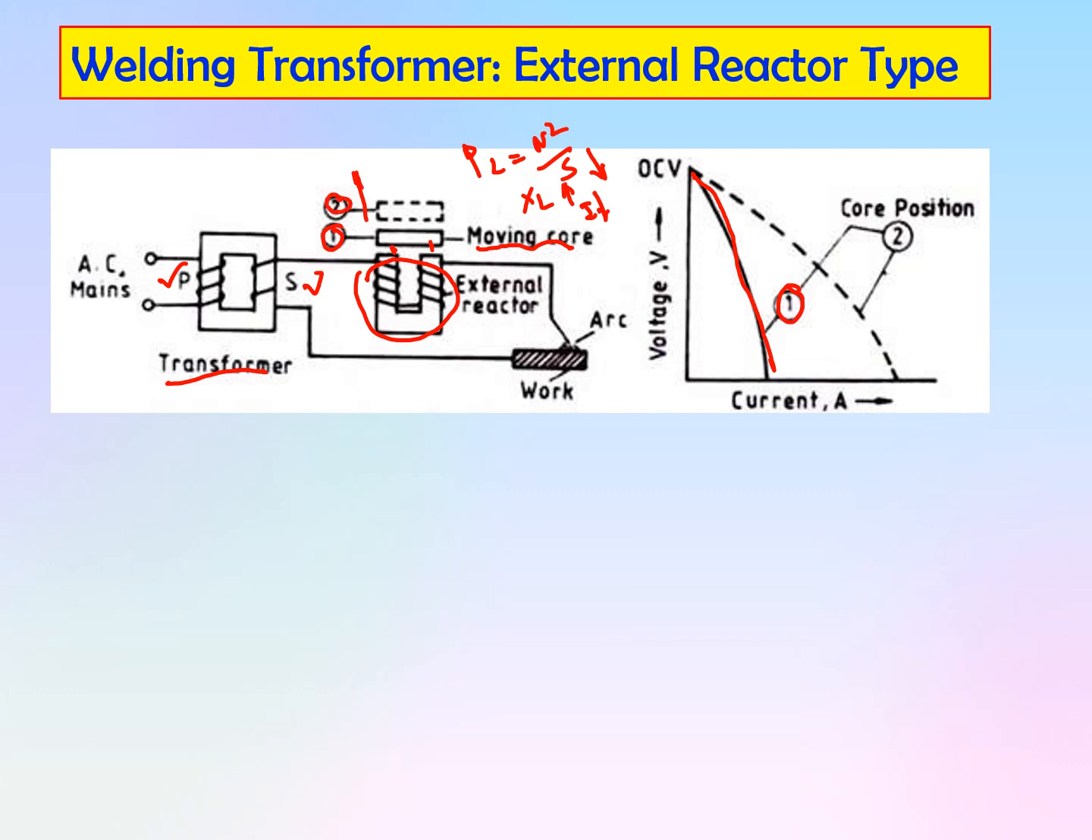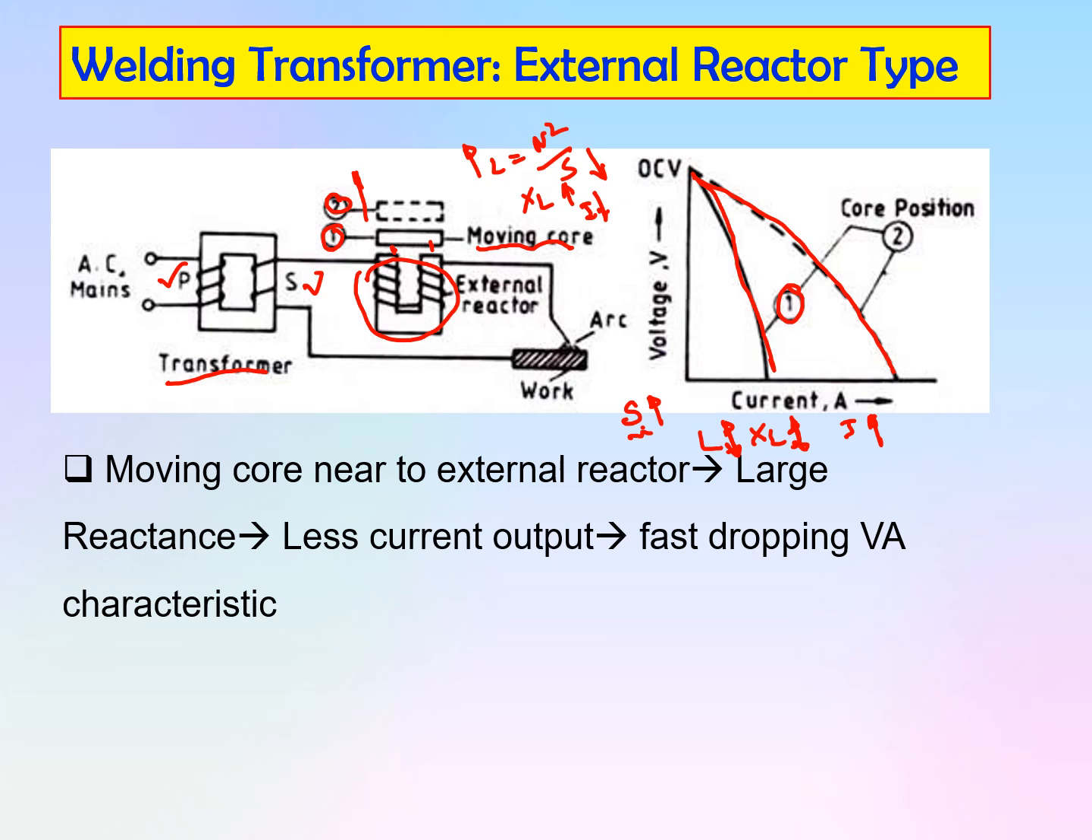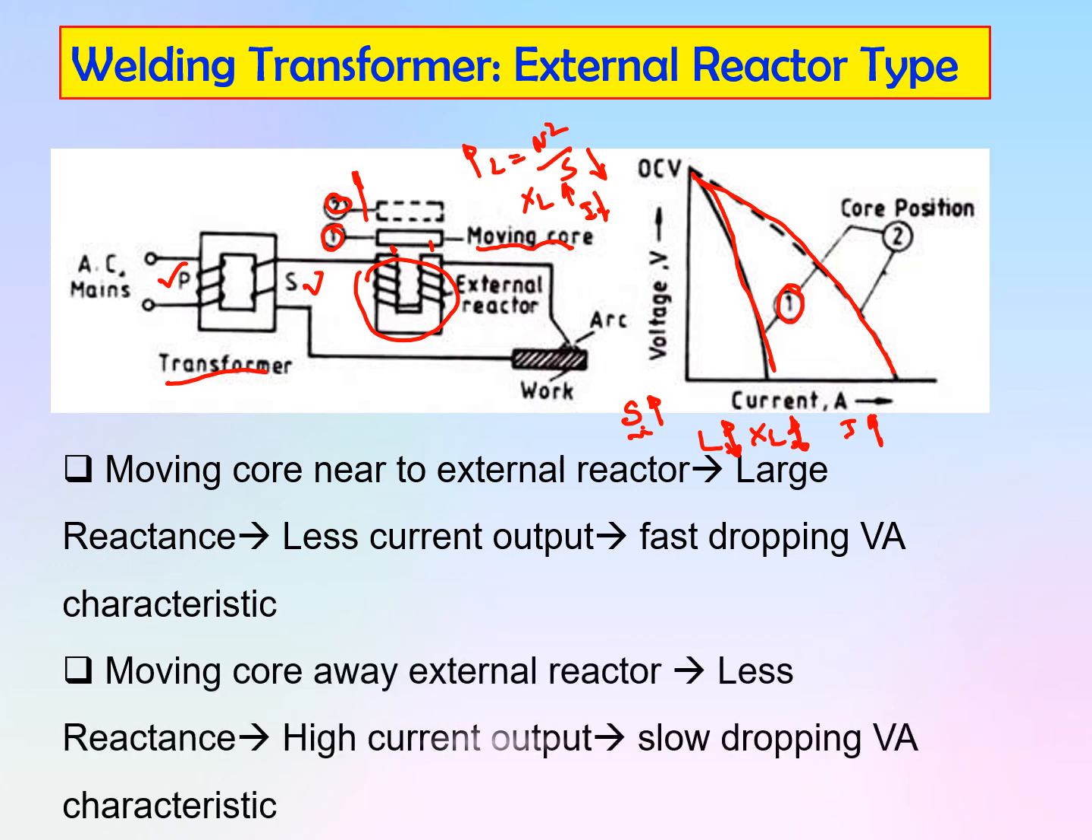When you move this moving core in the upward direction, that is at position number 2, the air gap is more, the value of S is more, that is, reluctance is more, hence the value of the inductance is low, so the value of XL is low, hence the current value is high, hence you will get these characteristics too. So you will get a large output current in that case. So moving core near to the external reactor: large reactance, less output current, fast dropping VI characteristics. Moving core away from the external reactor: less reactance, high current output, and slow dropping VI characteristics.